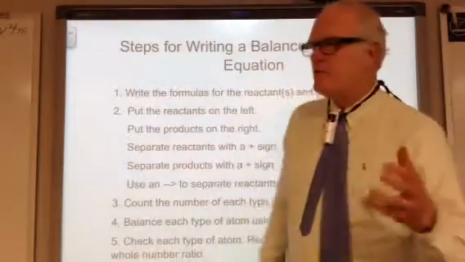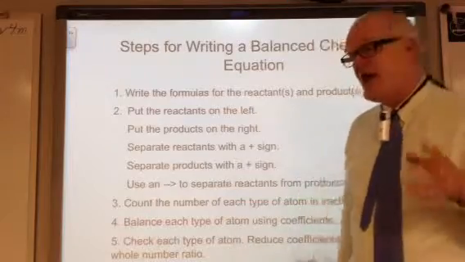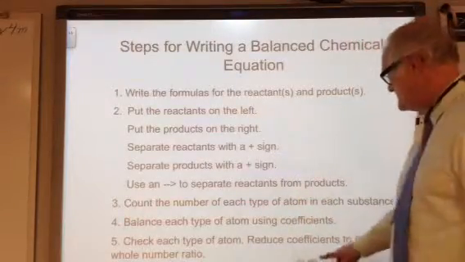This time around we're going to write a balanced chemical equation starting from a description of the reaction, and we're going to follow some steps to do that. So let's see how it works.